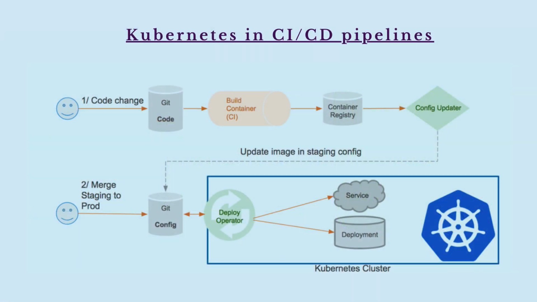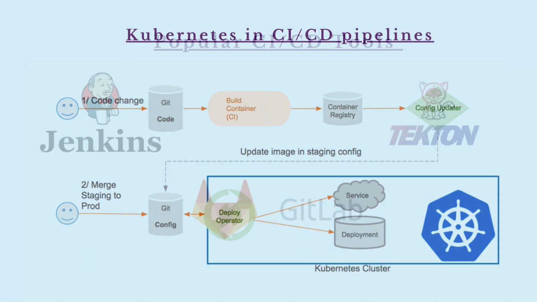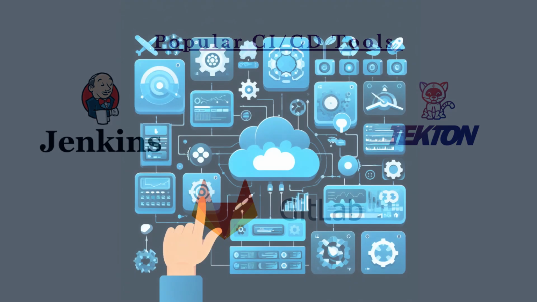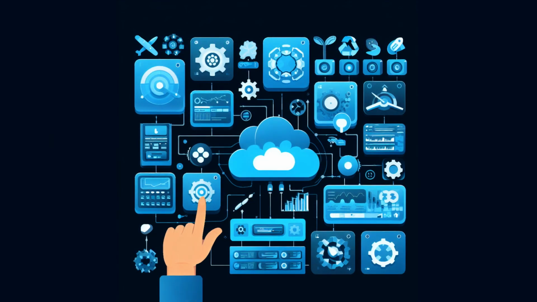In a CI/CD pipeline, Kubernetes serves as the backbone for deploying and managing containerized applications seamlessly. It integrates effortlessly with popular CI/CD tools like Jenkins, GitLab, and Tekton. These integrations allow for automated workflows, leveraging Kubernetes capabilities to scale, orchestrate, and maintain applications across diverse environments.